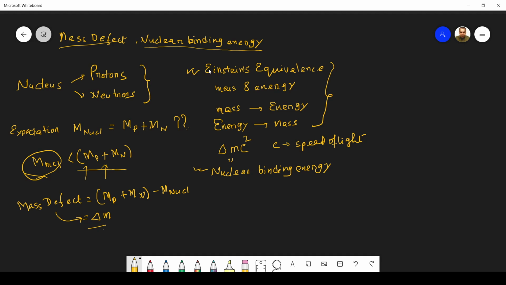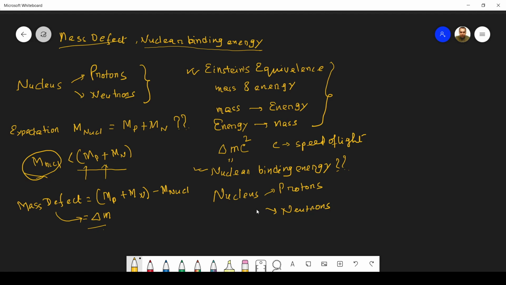Now if I ask you, how would you define nuclear binding energy? Nuclear binding energy can be defined as how much energy you will have to supply to break a nucleus into its constituent protons and neutrons again.